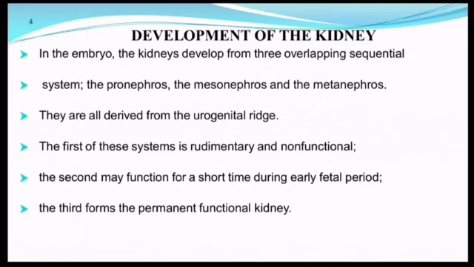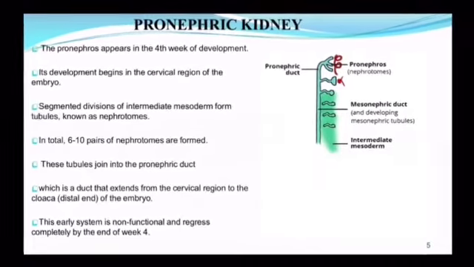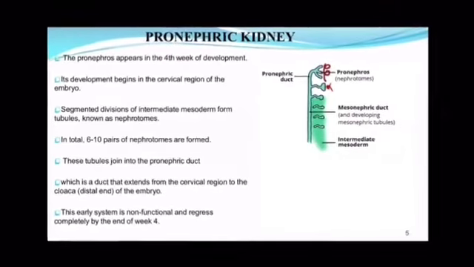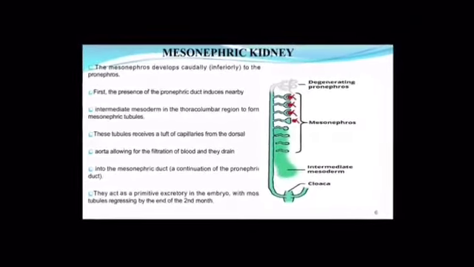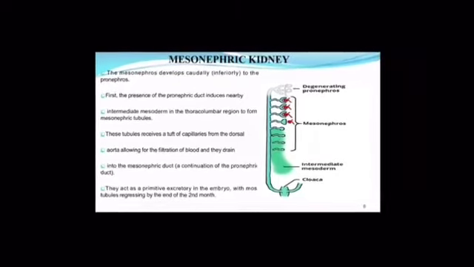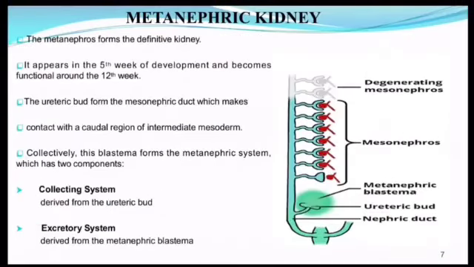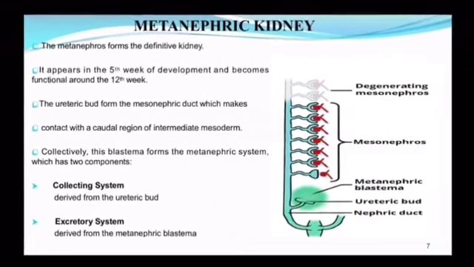What I'm trying to say here is that the pronephros is non-functional, while the mesonephros functions for a short time, which is usually during the early fetal period. Then the metanephros forms the permanent kidney.